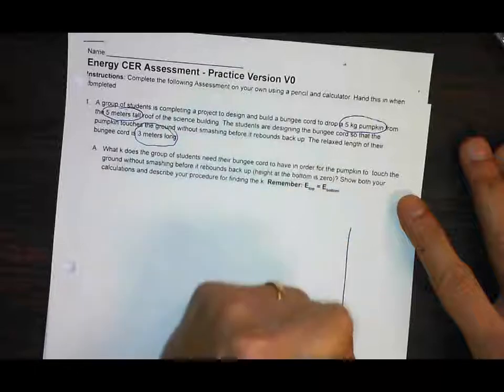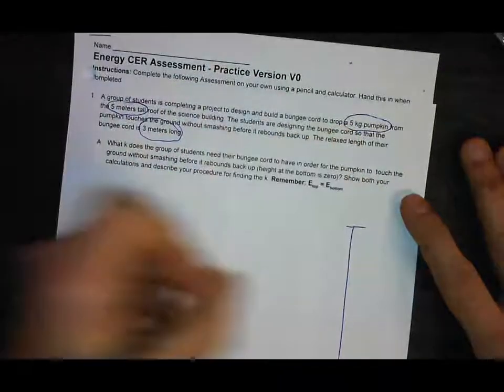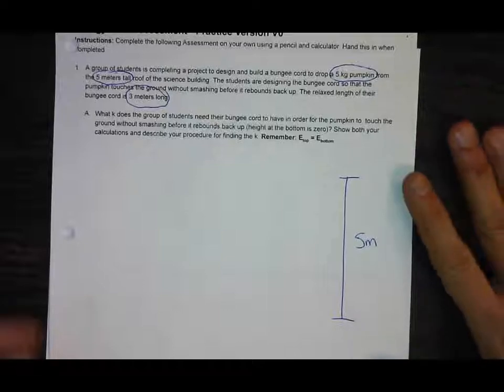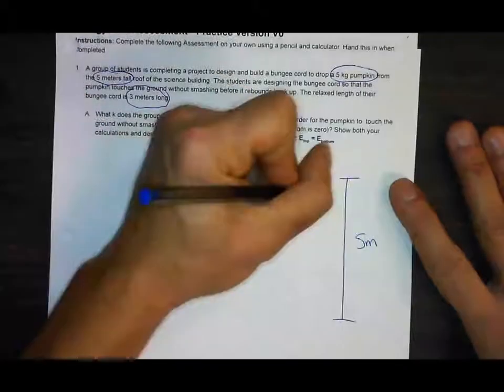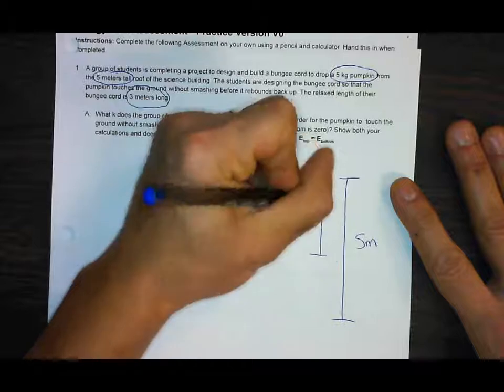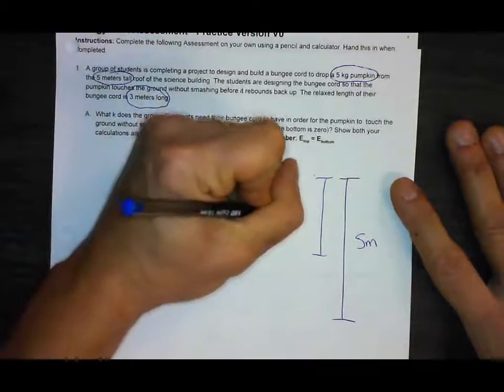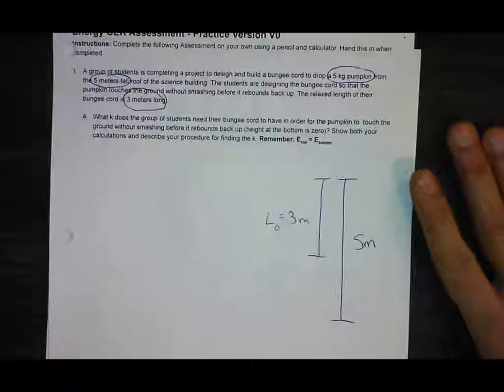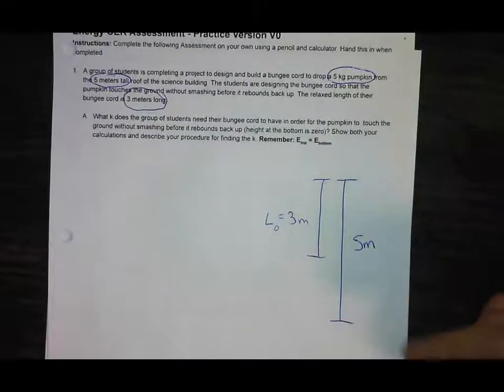So we know that in this scenario, it always helps to draw a picture. We know that the science building is 5 meters tall. We are going to have a bungee that's 3 meters long. This represents my relaxed length, and this represents the height of the building.